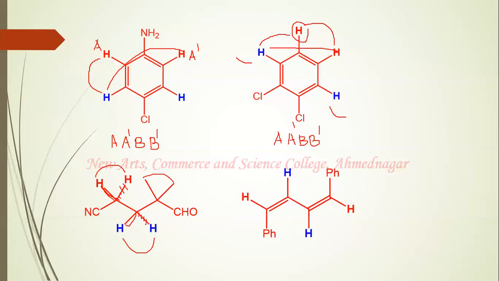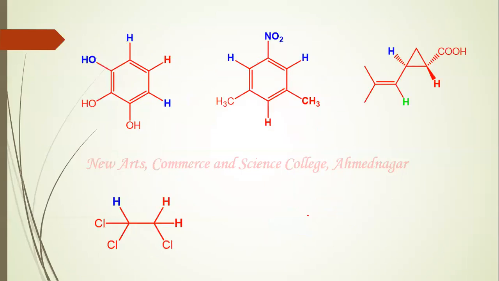Now you will notice that the two chemically equivalent protons are not magnetically equivalent. So this is another example of AA dash BB dash spin system. Similarly, this is one more example of AA dash and BB dash. These two protons are chemically identical but magnetically non-identical. At the same time, these blue protons are chemically equivalent but magnetically non-equivalent. So all these four examples are of AA dash BB dash spin system.